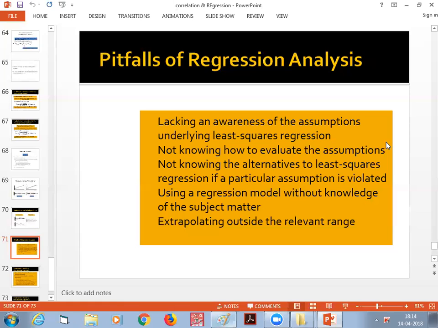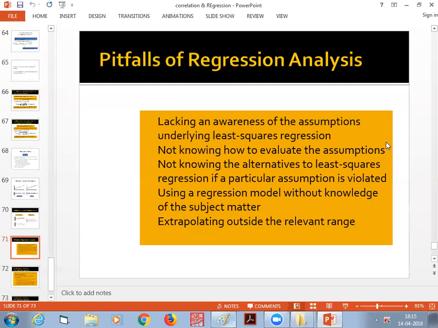That means we have to check the assumptions that are important for developing a regression model. Then any drawbacks of the regression model. Unless you know all these things, you cannot develop a regression model which is accurate in predicting the value of y for given explanatory variable values. When you know all these things, I think we can develop a suitable regression model. So that is why I have given as the last one, pitfalls of regression analysis.